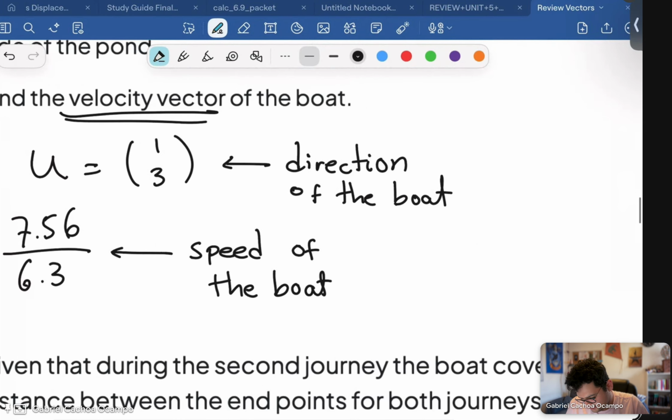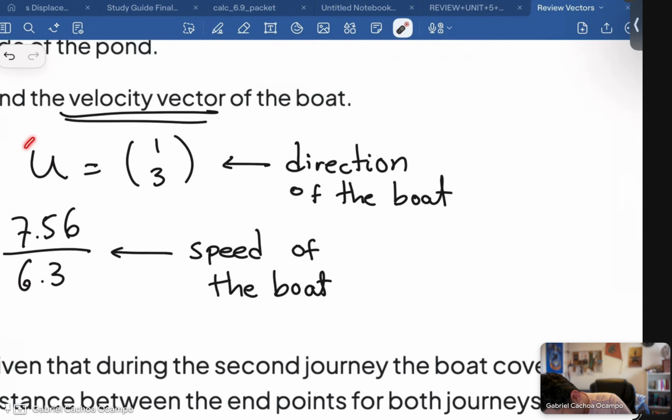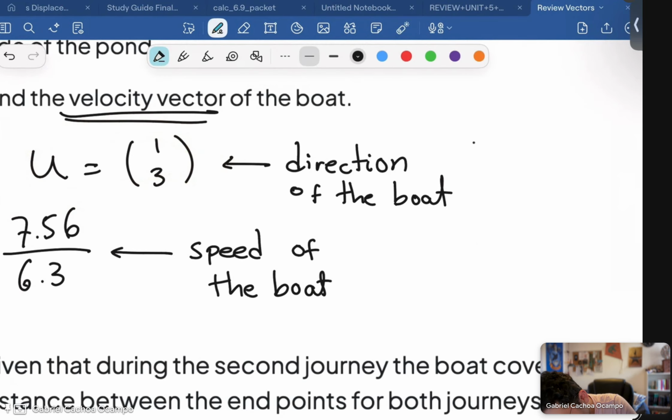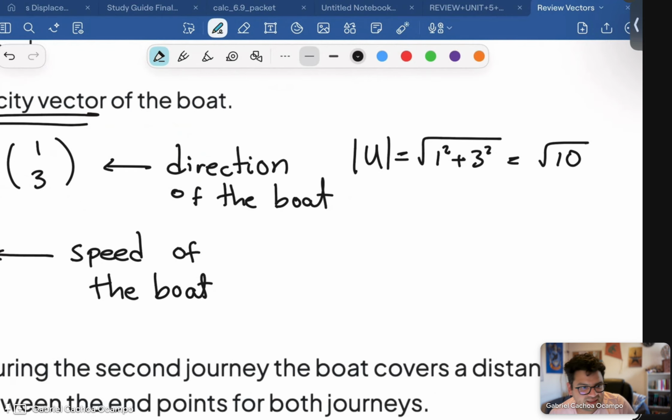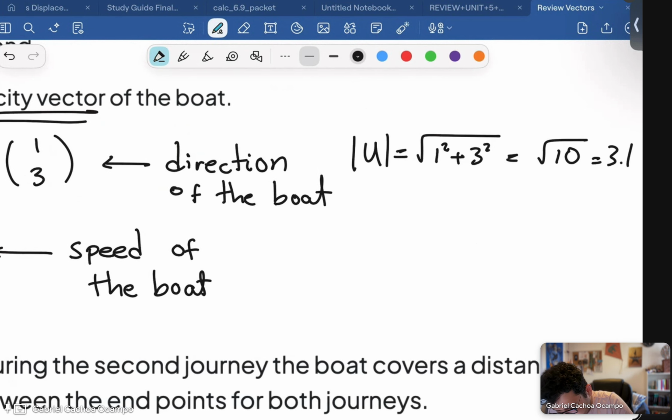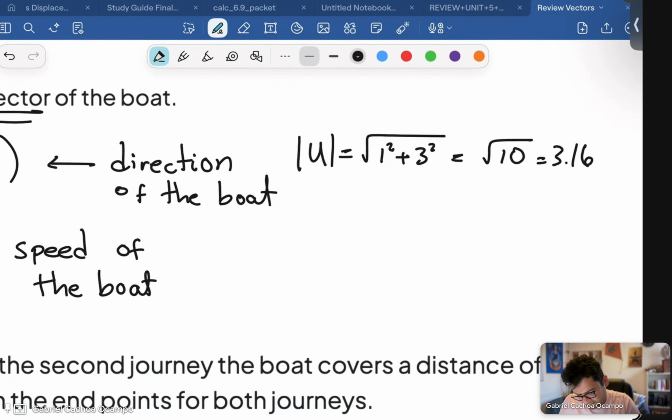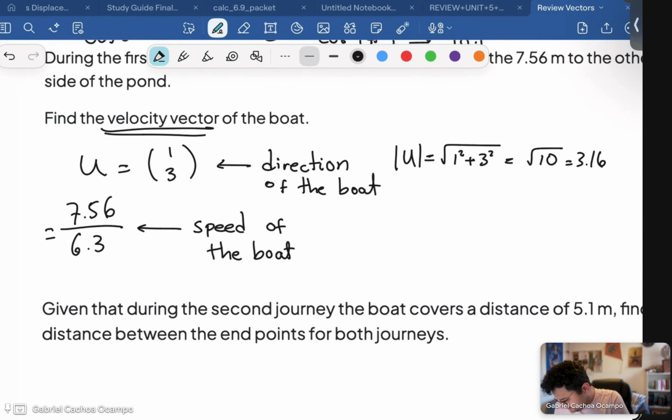So what do I want? This is not the velocity vector. Why not? Because if you actually calculate the magnitude of u, you can calculate it using the formula or the calculator. If I use the formula, that is 1 squared plus 3 squared, the square root of 10. I don't know what is the square root of 10. Let me see, I have a calculator here in my pocket. The square root of 10 is 3.16. And that is not the same as this, because 7.56 over 6.3 is 1.2.